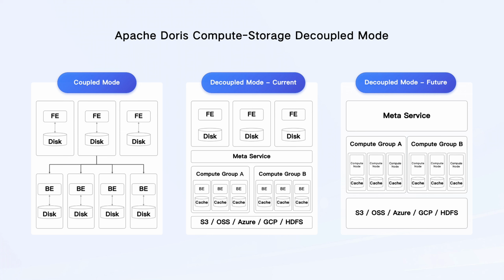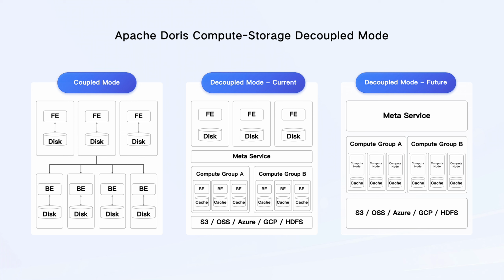On the left, we've got the traditional coupled architecture, where compute and storage are tightly integrated. This is a straightforward and widely adopted approach. In this mode, the front-end nodes, or what we call FE, handle metadata management and serve as the query coordinator. The backend nodes, or BE, store data with multiple replicas, usually 3 for high availability, and execute query fragments.